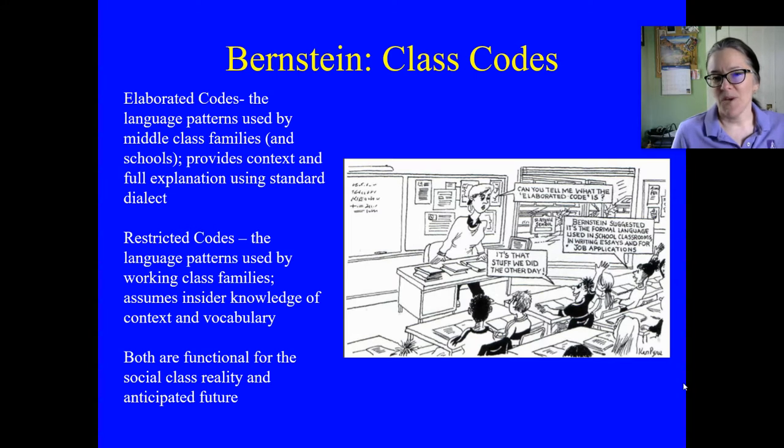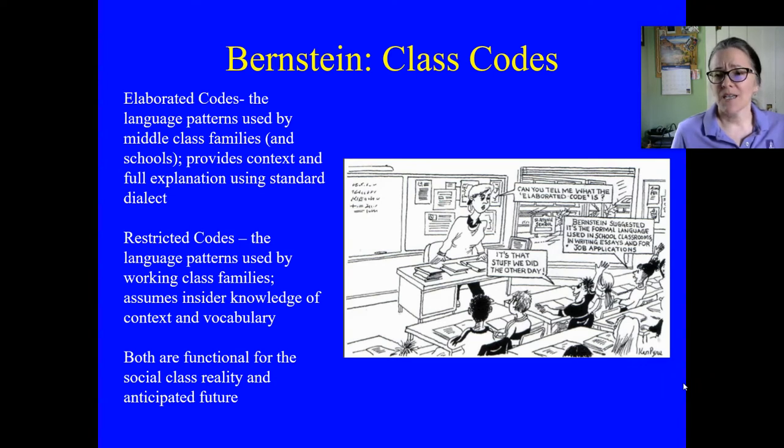So one of the authors you were asked to read was Basil Bernstein, and he gave us our ideas of class codes, which has to do with the way that parents or families speak to their children differently depending on their social class. And it has to do with not anything inherent in the people themselves, but in their experience of reality and their expectations for the future, to some degree their time constraints, but usually the material reality of where they're living and what they do.